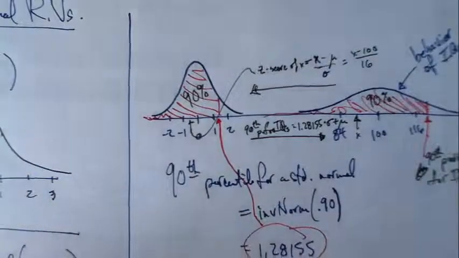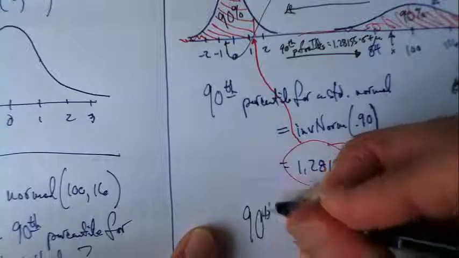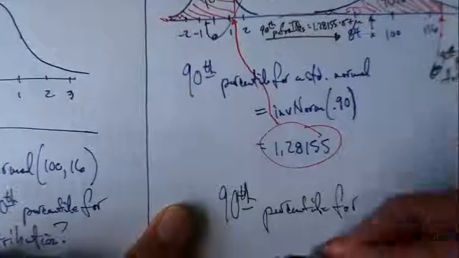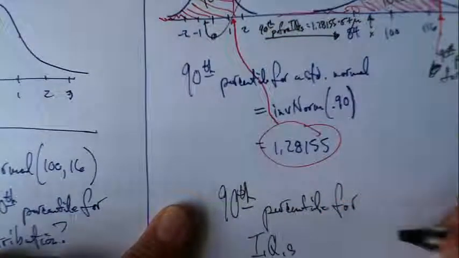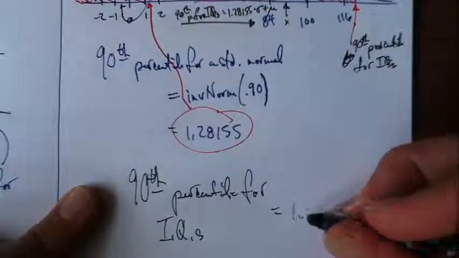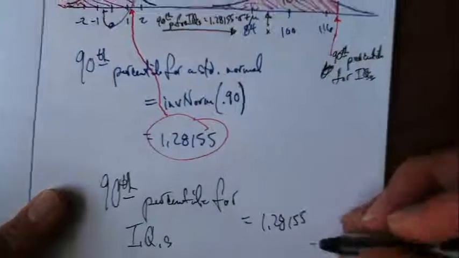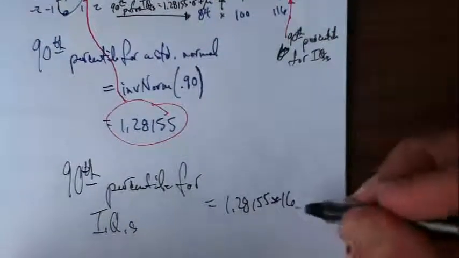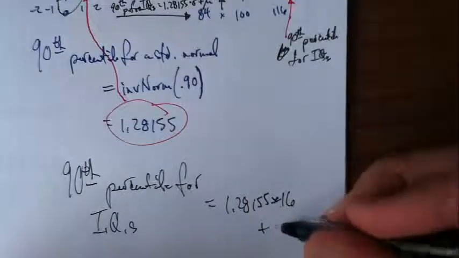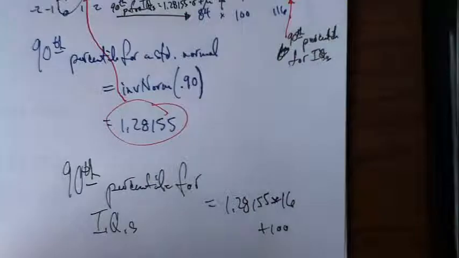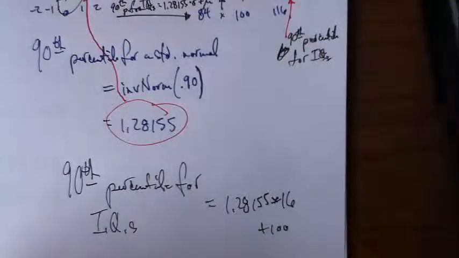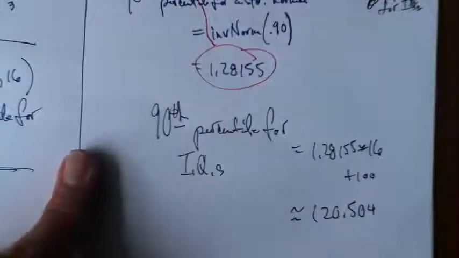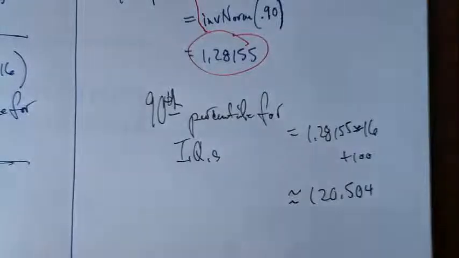So the 90th percentile for IQs is going to be approximately 1.28155 times the standard deviation sigma, which is 16, plus 100. And that works out to be about 120. So if you've got an IQ of 121 or so, you're doing pretty well.